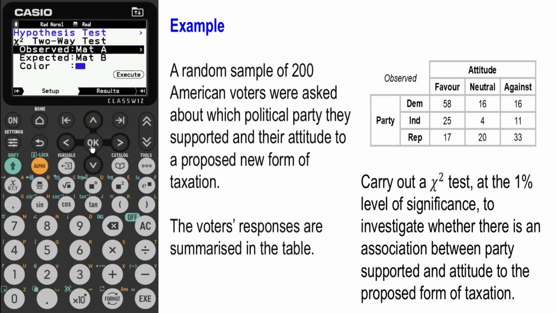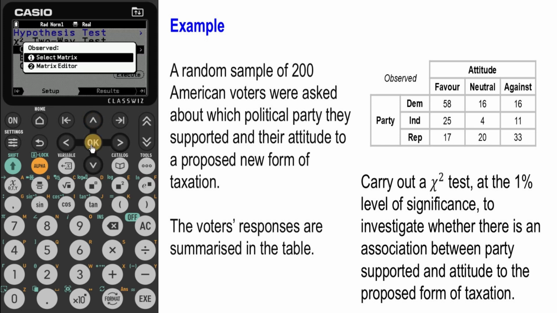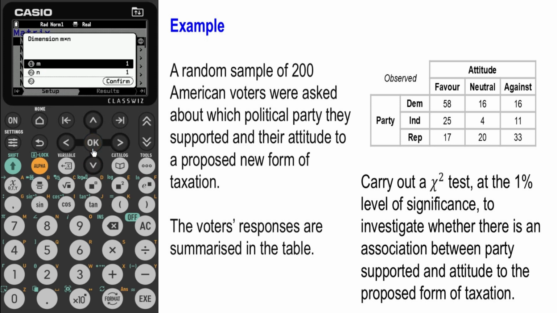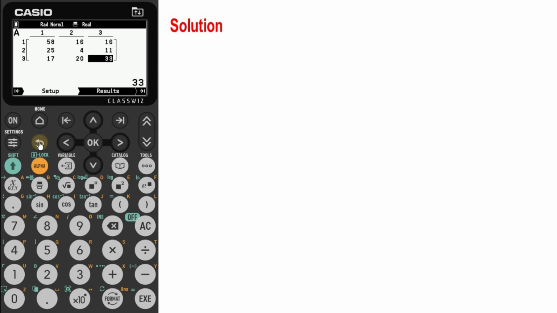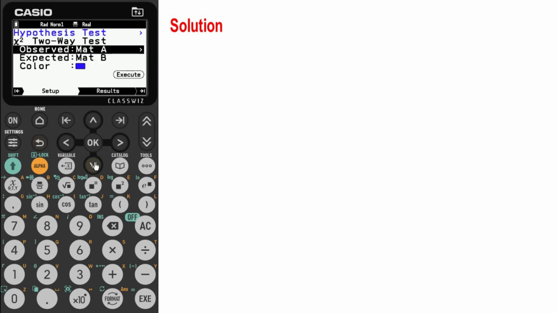If we begin by entering in the observed values into matrix A, we have 3 rows and we have 3 columns. So entering in the data, we have 58, 16, 16, 25, 4, 11, 17, 20, 33. Let's press back, and let's press back again. Let us execute.